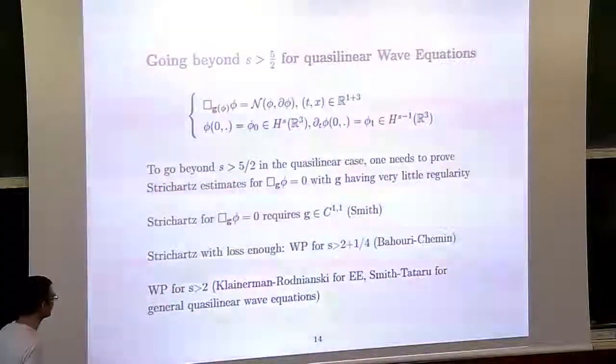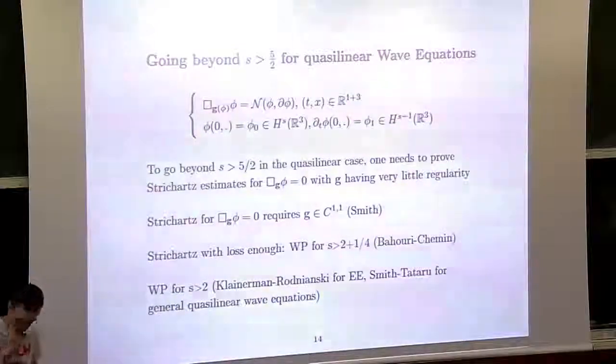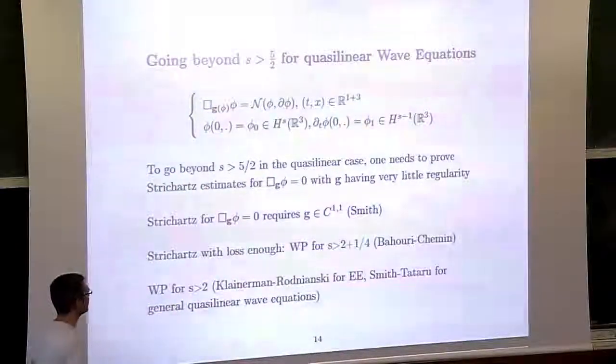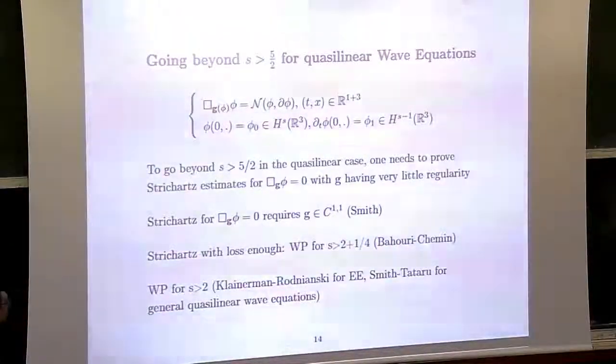And the first result in this direction was by Hart Smith, who showed that it's possible to prove them in the framework of g in C^{1,1}. So essentially, that means g is C2. There are different assumptions with respect to space and time derivatives, but that means g is C2, basically. Okay? Two derivatives of g in L infinity. So here, not only does he show this result, but he shows that it's optimal. Okay? And that's very bad news because, again, we are trying to have a metric which is not even Lipschitz, and he tells you you need the metric to be C2.